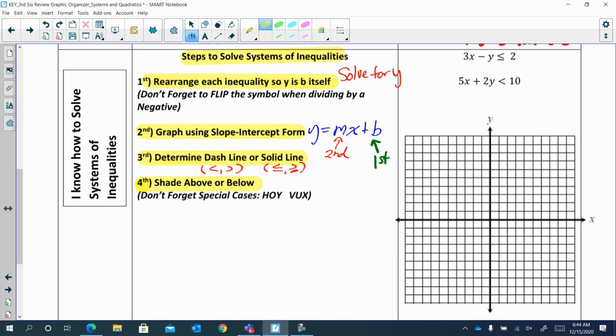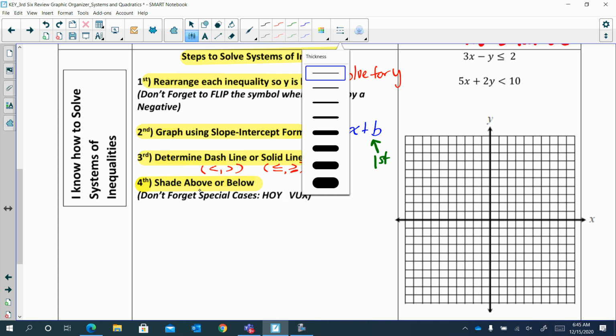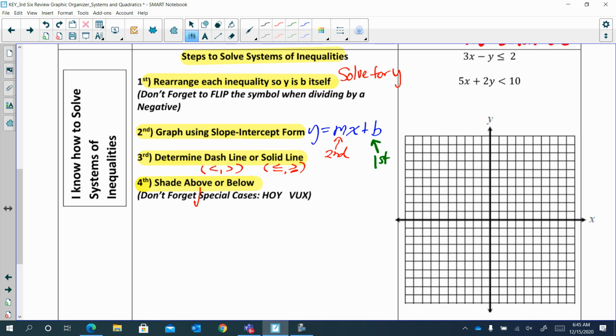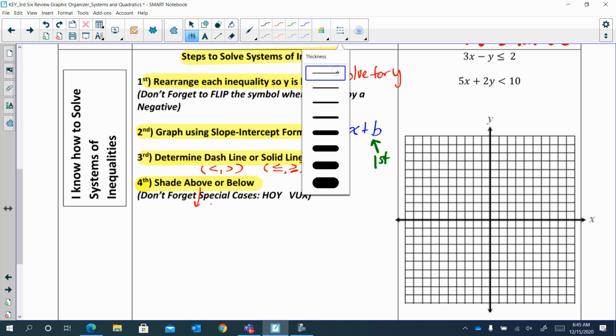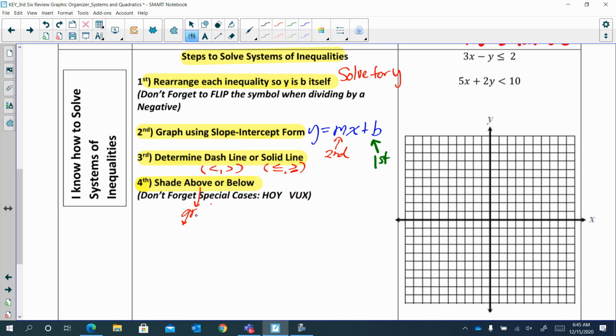If I'm going to shade above, that is when it's greater than. It's a G. Above is when it's greater than, and that includes these two symbols, greater than and greater than or equal to.